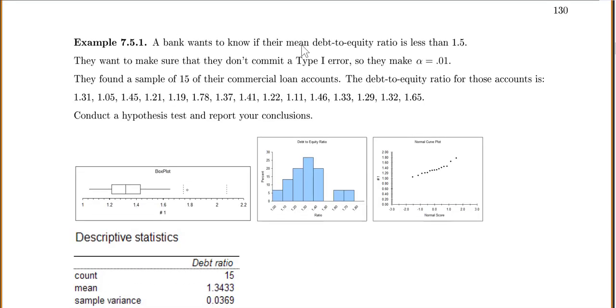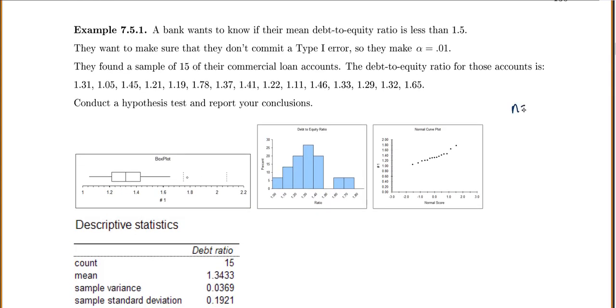A bank wants to know if their mean debt to equity ratio is less than 1.5. They want to make sure they don't commit a type 1 error, so they make alpha equal to 0.01. So they made a small alpha. Remember, alpha is our chance of making a type 1 error, so if they make alpha 0.01, that means they only have a 1% chance of making a type 1 error. They took a sample of 15 of their commercial loan accounts, so that tells me n equals 15. Here are all of the values.